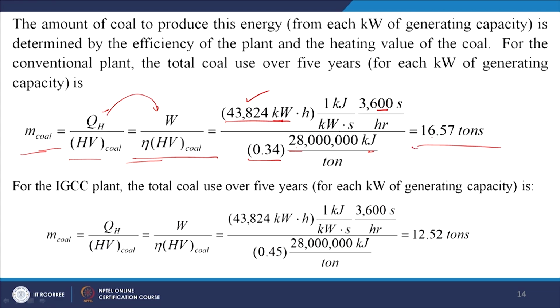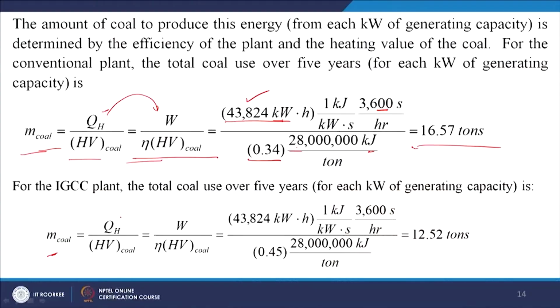But for the second case, for the IGCC plant, what will be the coal requirement? That is also the same formula, QH by HV coal, and then W by efficiency into HV coal. In this case efficiency is 0.45. Other parameters are the same. So, because of this higher value, our coal requirement is less, that is 12.52 tons.